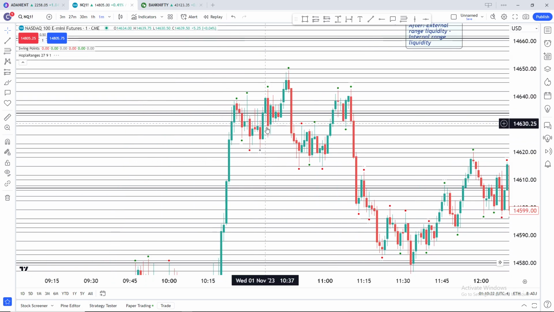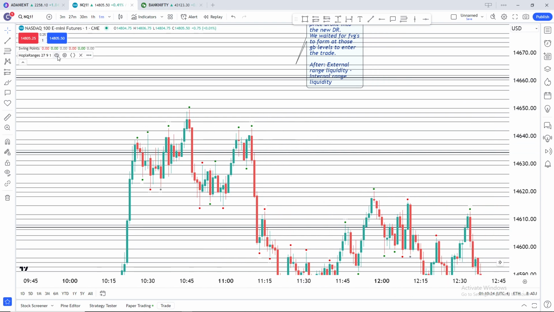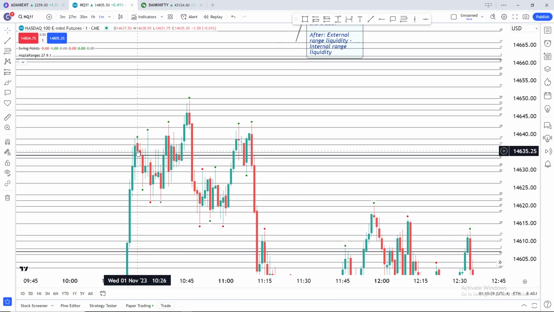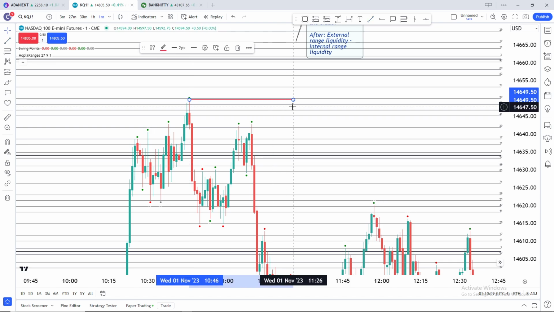Okay, so I'll pick somewhere from random here. Okay, so this is the last rejection from the GB level, and this is your external liquidity which has not been tapped yet. Okay, so any swing high within this will become your internal liquidity. So you got rejected from 53, right? And we broke into the new DR.